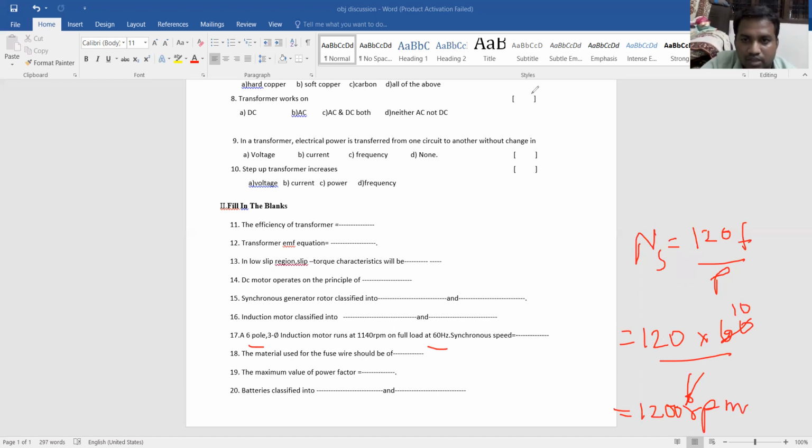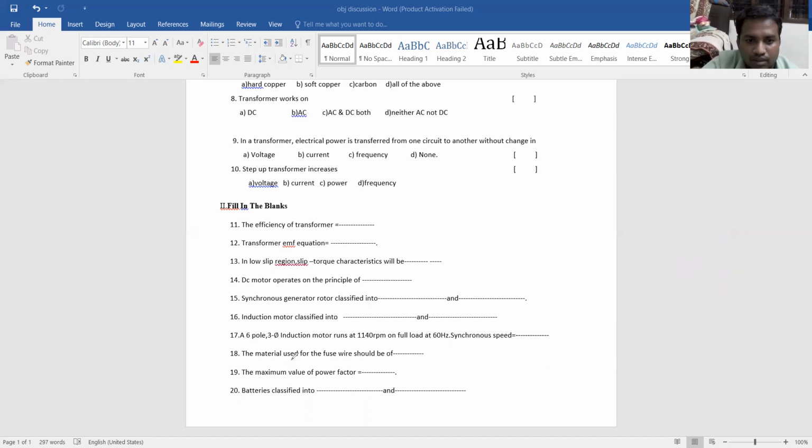Now coming to the 18th question. The material used for the fuse wire should be. So for a fuse, generally what do we use? Which type of material? It is copper, mainly copper. Okay, either you can go for aluminum also. So generally we prefer copper.